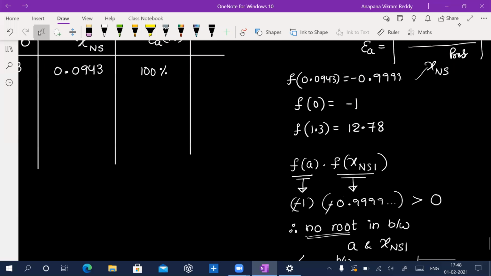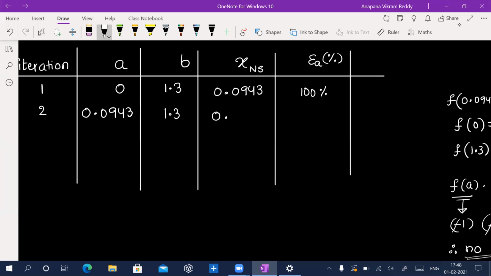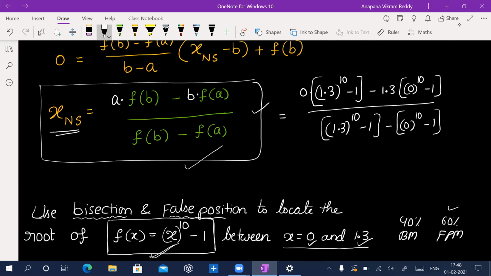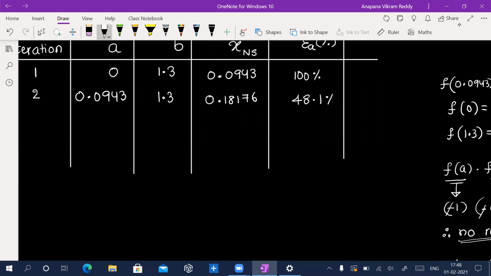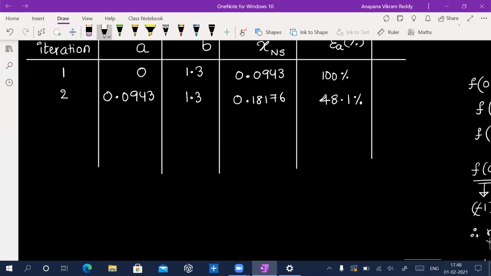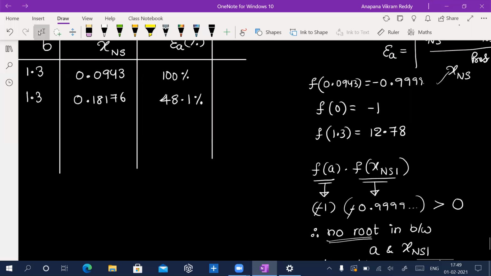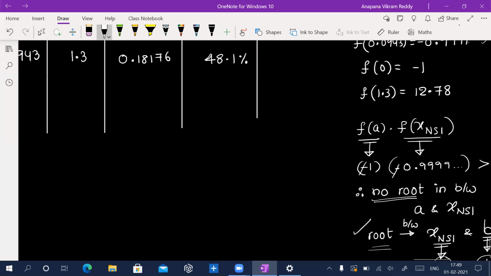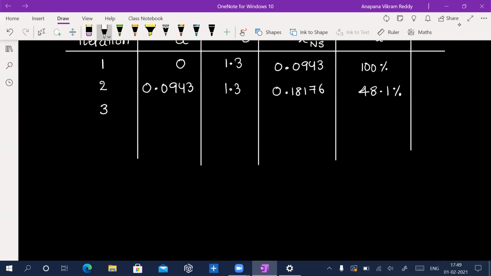So B is 1.3. Now what are we going to get here? You must get something around 0.18176. Just use the same formula again. Yes, sir, 0.1817, and the error you will get is 48.1. Again you take the product of f of a and f of b, and the product will be greater than 0. My B is 1.3.